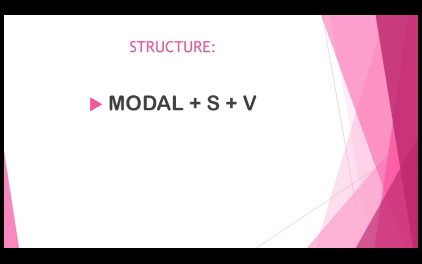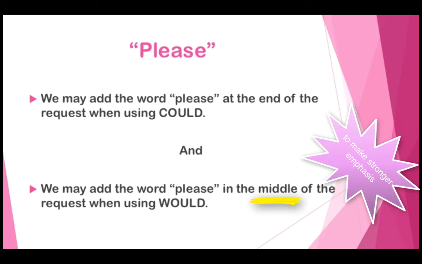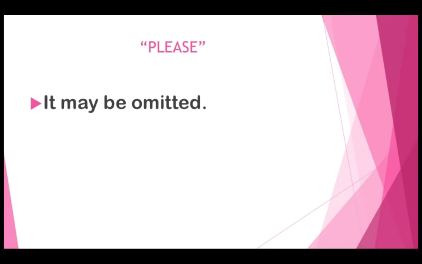Notice the structure. Modal plus subject plus simple form of verb. Usually, we add the word please at the end of the request when using could, and we use please in the middle of the sentence to make a stronger emphasis on the request with would. However, please may be omitted.